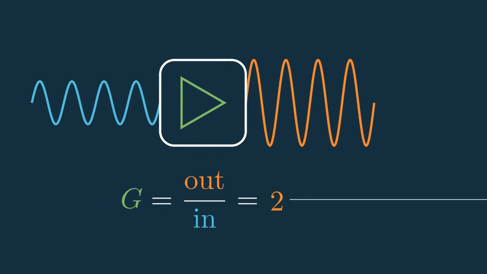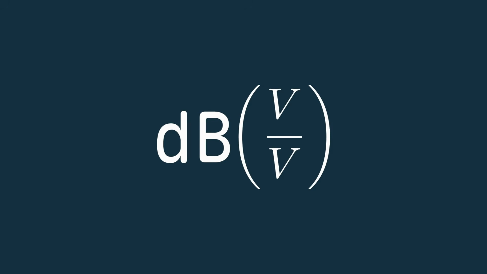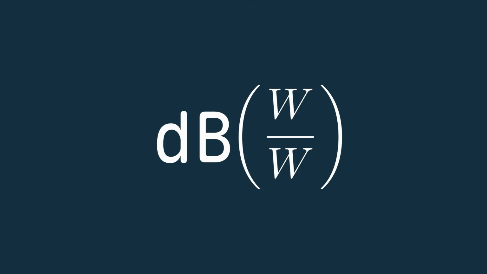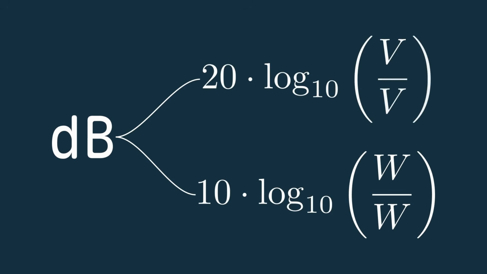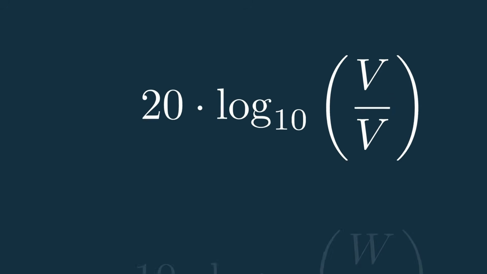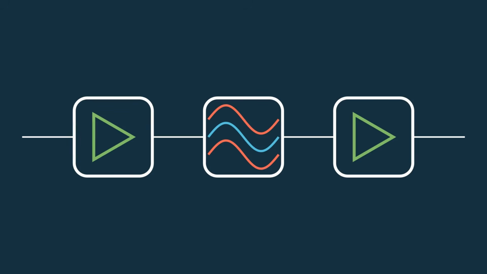If you're not familiar with the dB scale, it's just a nice way to represent ratios, like the ratio of output voltage to input voltage or output power to input power. The conversion from voltage gain to dB is 20 log of the ratio, and the conversion from power gain to dB is 10 log of the ratio. To see why this is useful, let's forget about the power gain for a minute and take a look at the voltage gain. Now, imagine you have 3 stages in a receiver chain.